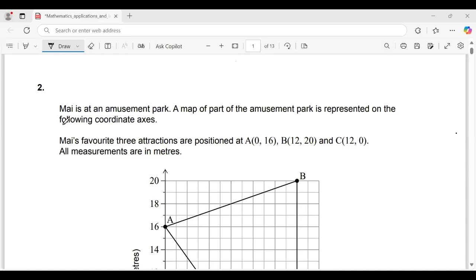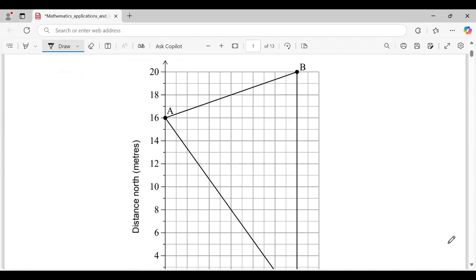Number two. May is at an amusement park. A map of part of the amusement park is represented on the following coordinate axis. In this diagram, May's favorite three attractions are positioned at A, B, and C. All measurements are in meters.